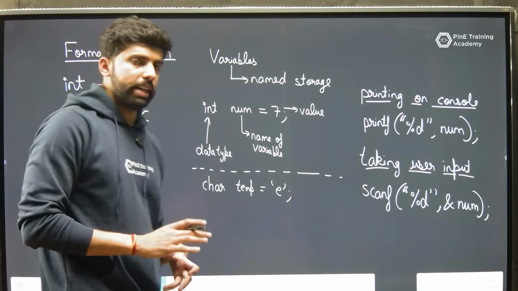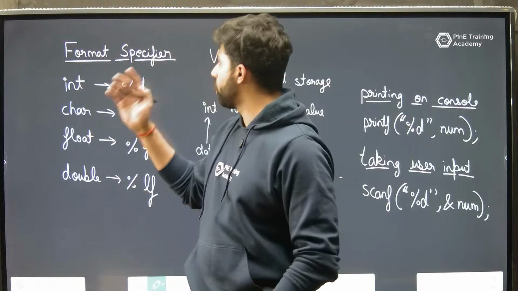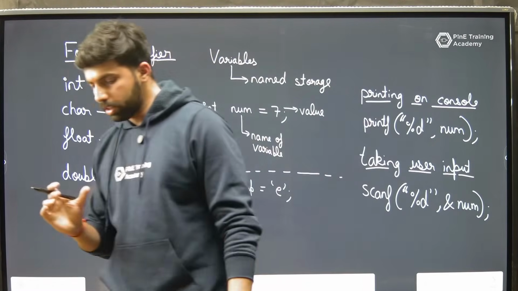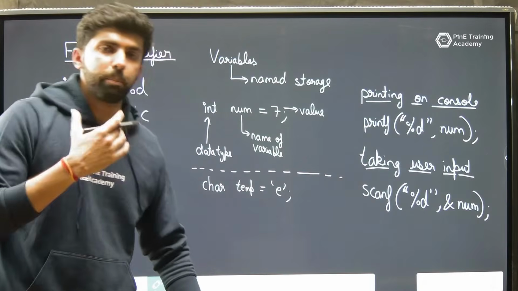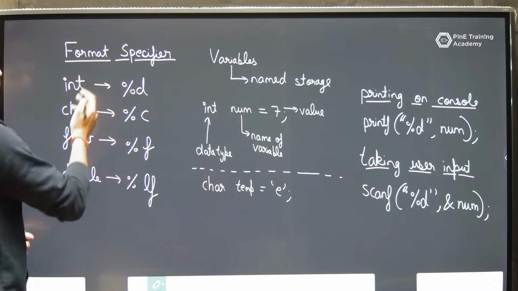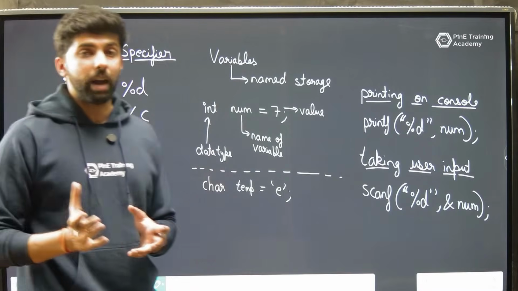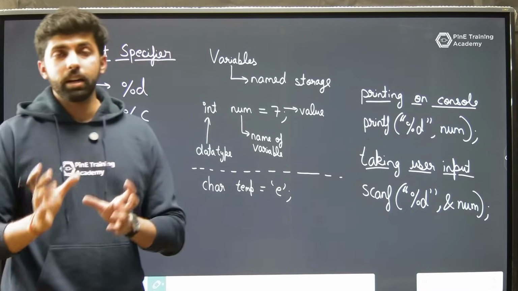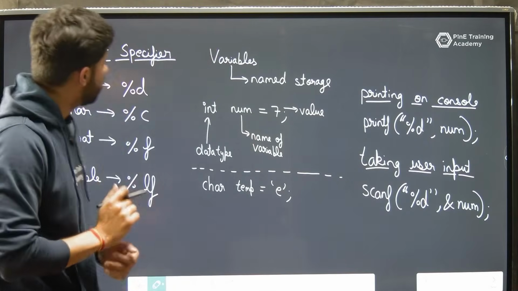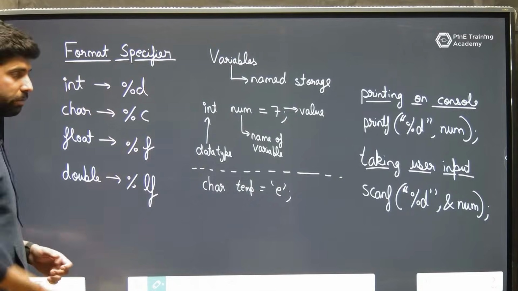Next, let's come to the topic of format specifiers. Whenever you are using a particular data, you are either printing it or you are taking it from the user, whatever it is, you need to specify its format. You need to tell the compiler, okay, I am handling this particular type of data. For that, you use a format specifier.